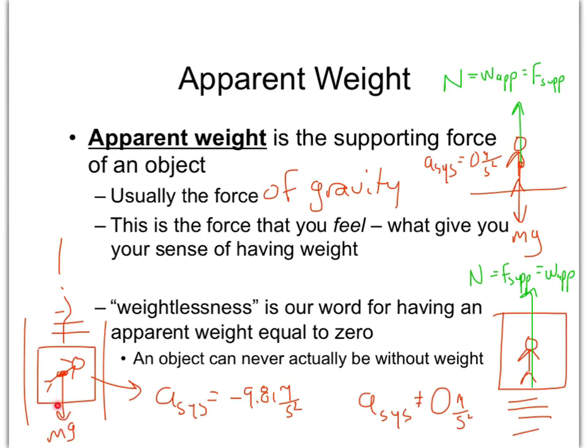So apparent weight is really the supporting force, the force between, you might say, the floor and your feet. Your weight force is pulling you down. The supporting force, which in many cases is the normal force, is pushing up on you, and that's what you feel as your apparent weight.